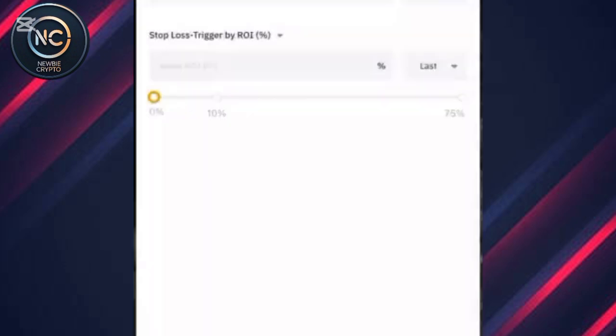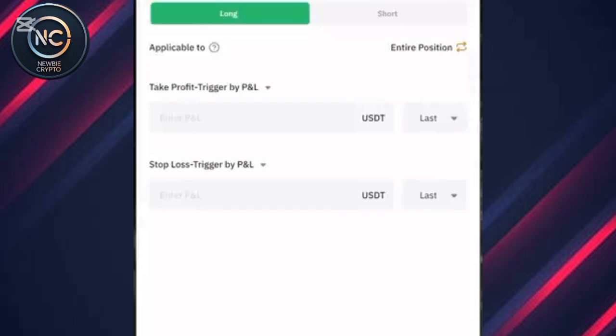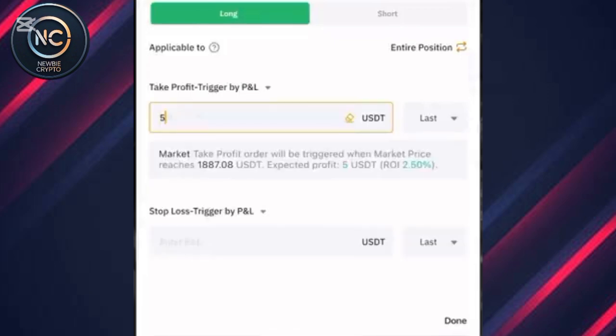So you come here, tap on it and change it for stop loss also, and tap on it. What this means is how much are you willing to make or lose for this trade. So let's say for this trade I want to make 50 USDT. So you see right here, your expected take profit will be 1,929 USDT, and you'll be making 25% profit.